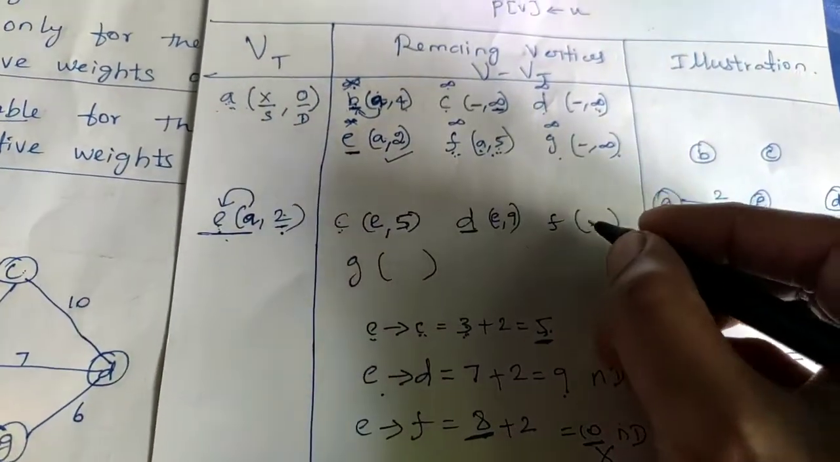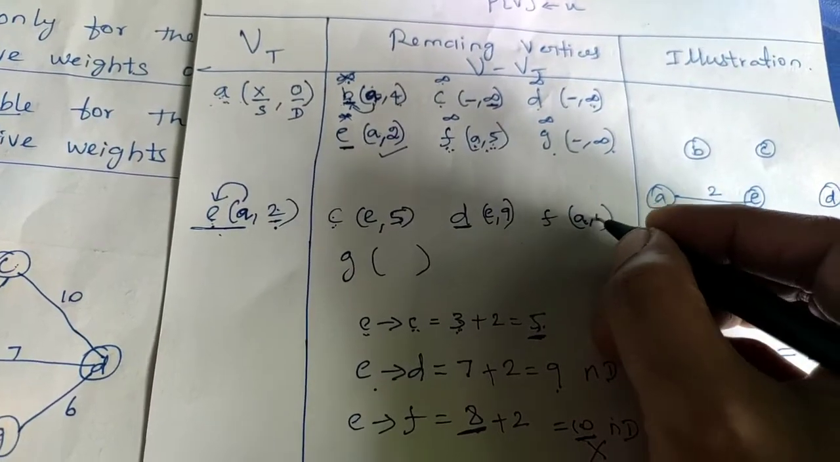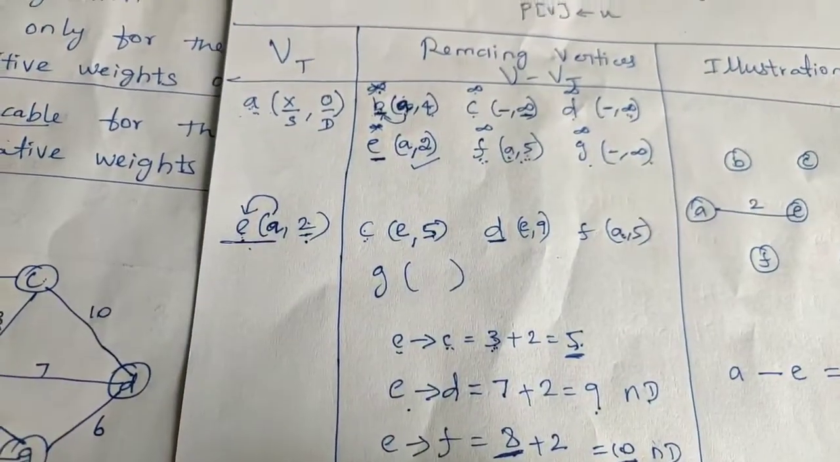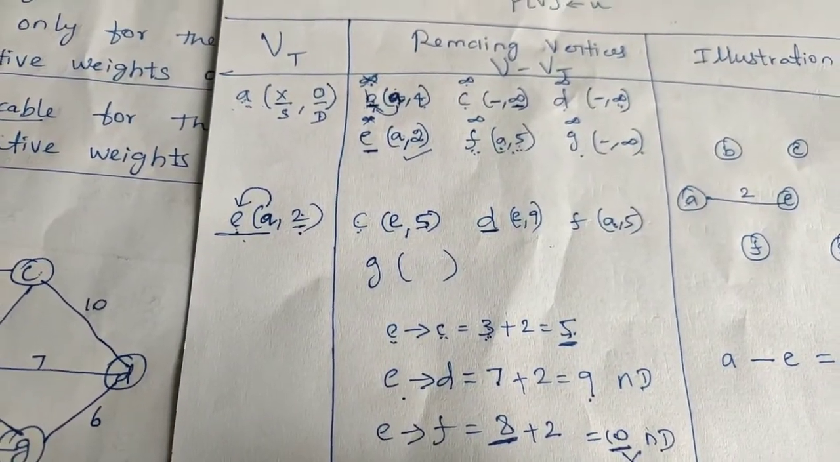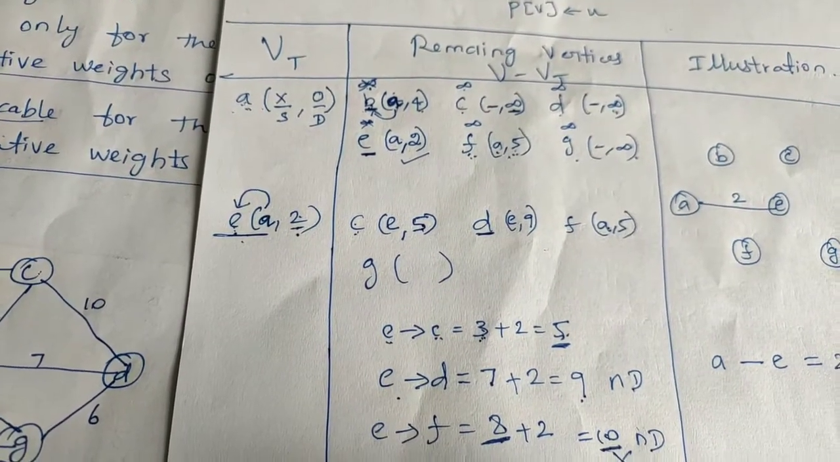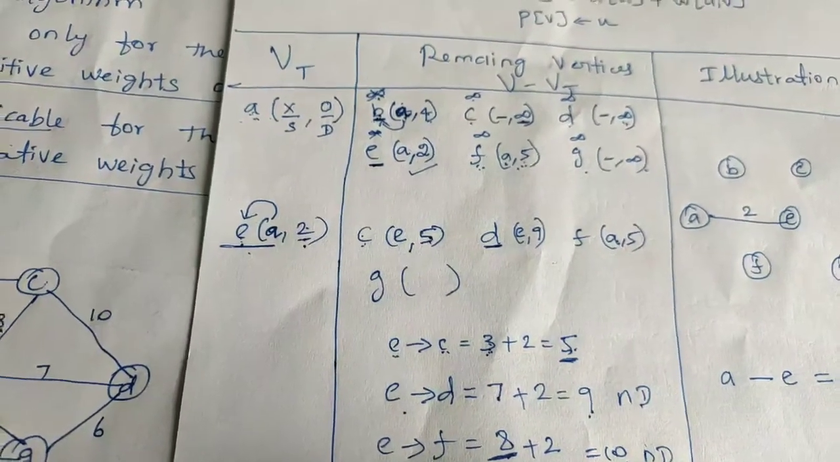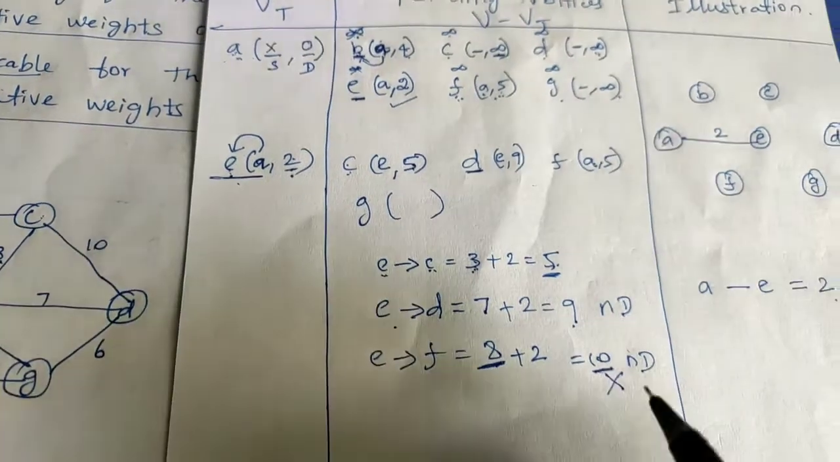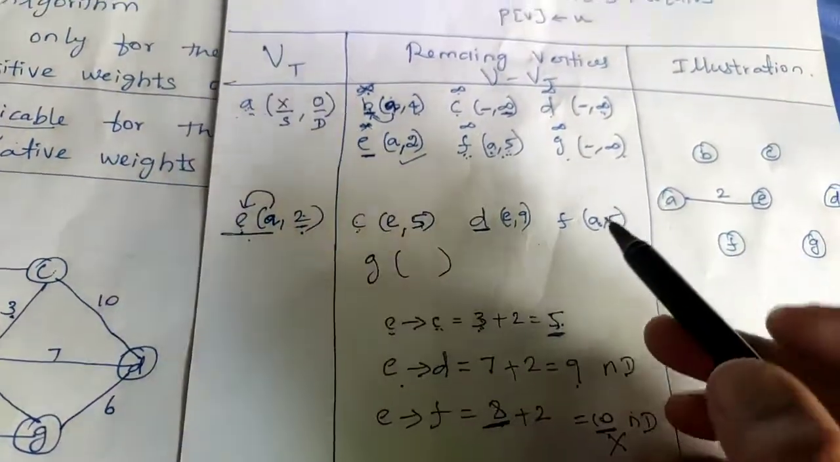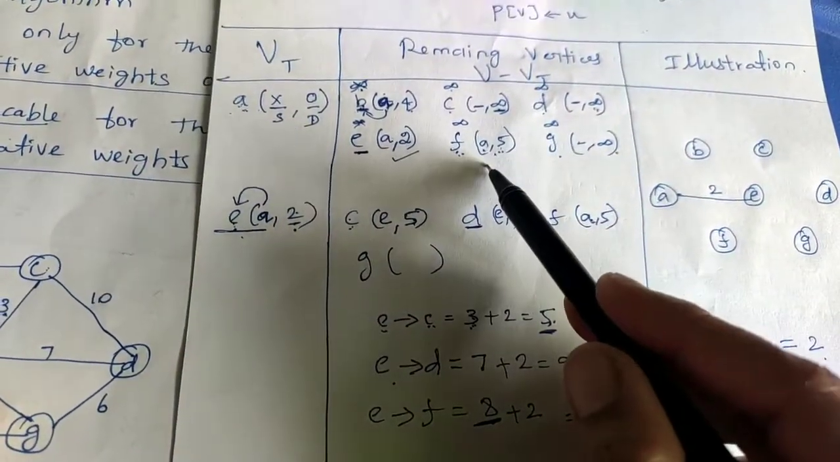I will write the previous distance as it is. That is, instead of visiting from E, it is better to visit from A only, so that we will have the minimum distance as 5 instead of 10. So I have not done any updation to the vertex F.